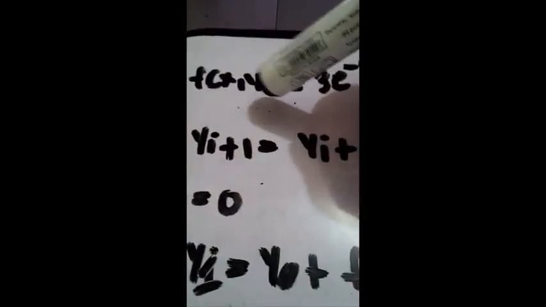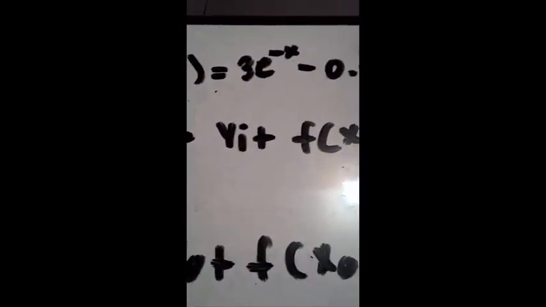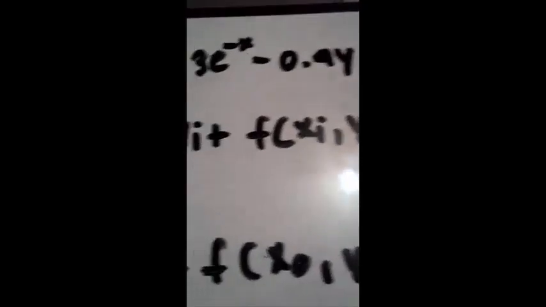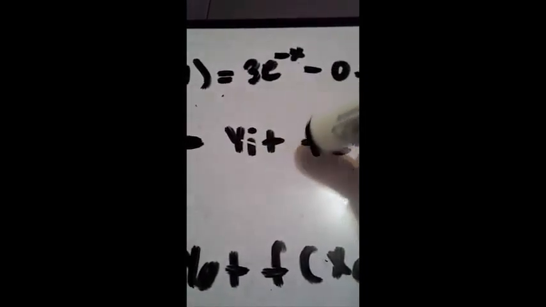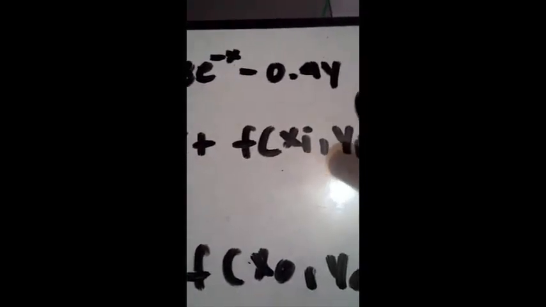Here we will have an example of Euler's method. The function of x, y is equal to 3e raised to negative x minus 0.4y. Our formula for Euler's method is y_{i+1} equals y_i plus the function of x_i, y_i times the step size.